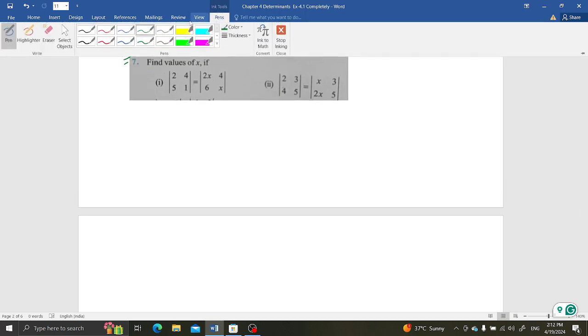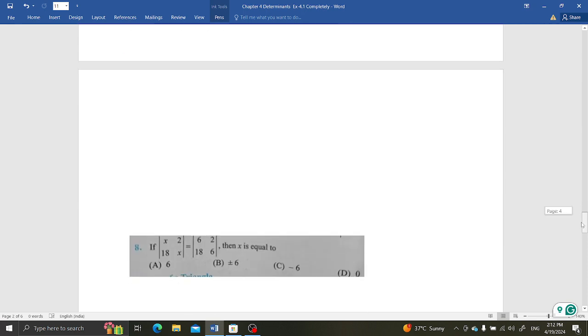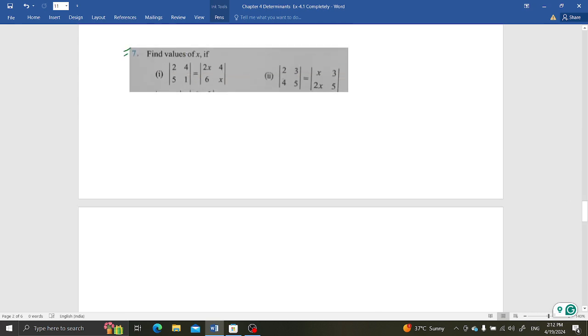Yeah, find the values of x if we have this thing and this thing. Actually, in these questions, question number 7 and I think question number 8 also, we have the same thing. Question number 7 also we have these things. Okay, find the values of x.